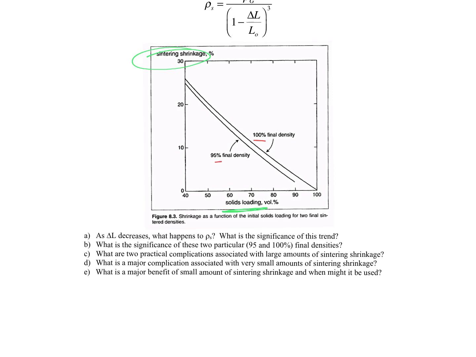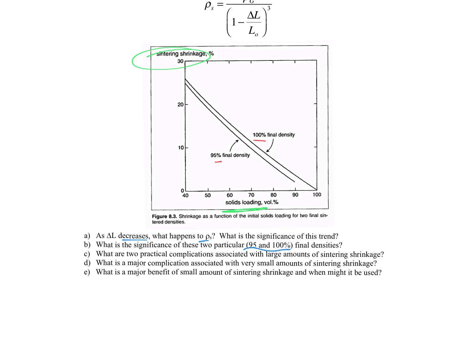All right, so we should be able to rationalize why any point on this x-axis is not the same as any other point on this x-axis, all right? And we also should be able to understand the barriers to high shrinkage situations, the benefits to low shrinkage situations, and the disadvantages of very low shrinkage situations. As we move to these really high solids contents, that carries with it issues. Right? It's not just waving a magic wand and expecting all the problems to go away. So as delta L decreases, what happens to rho sub S? What is the significance of this trend?